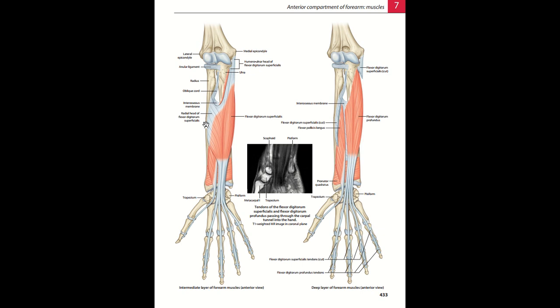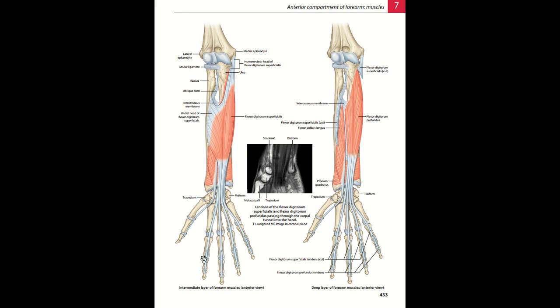Remember the oblique line on the shaft of the radius? Yes, that's where you have the attachment of the radial head of your flexor digitorum superficialis. Your flexor digitorum superficialis will insert on the middle phalanx of the medial four digits.